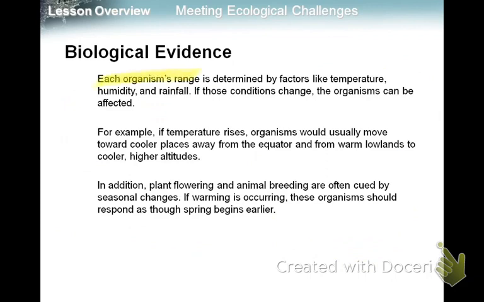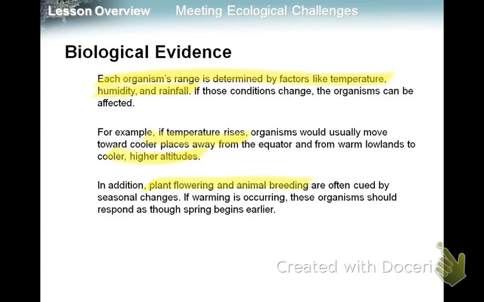The range of an organism is determined by temperature, humidity, rainfall. We've also talked about pH. If those conditions change, the organisms can be affected. The question is then, how can they adapt? How quickly can they adapt? If the temperature rises, organisms would move toward cooler places, away from the equator or at higher altitudes.